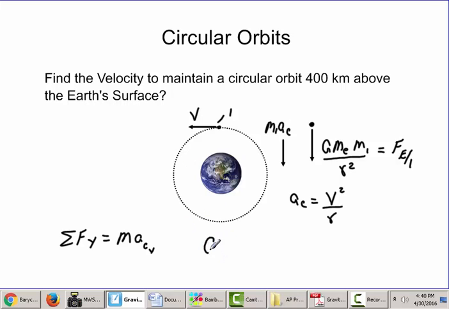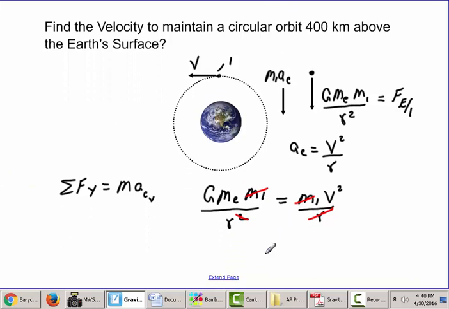So that's going to give me big G times mass of the Earth, or whatever object you have, times mass 1 over r squared is equal to mass 1 times velocity squared over r. Again, I'm just doing mass times acceleration. That's all I'm doing here. Now look what you can simplify here. I can take away mass here, take away mass here. I can take away r here. I can take away this value here.